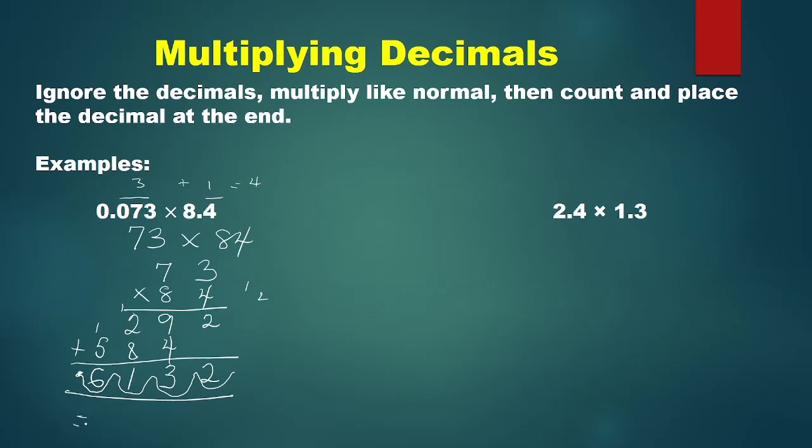So the answer to my question is just simply 0.6132. I'll add a 0 as a placeholder for the whole number. So it is 0.6132. Now that's the answer to that question.